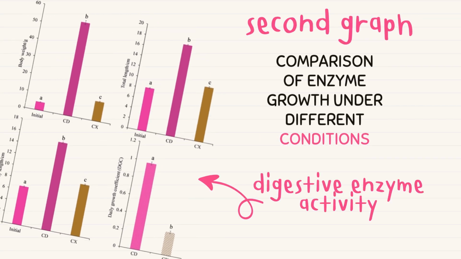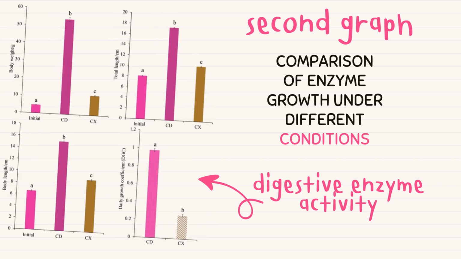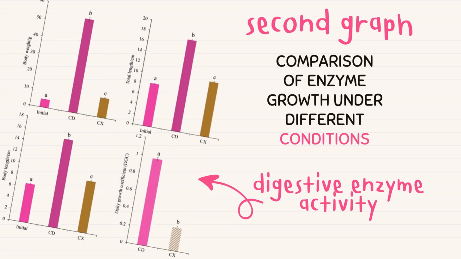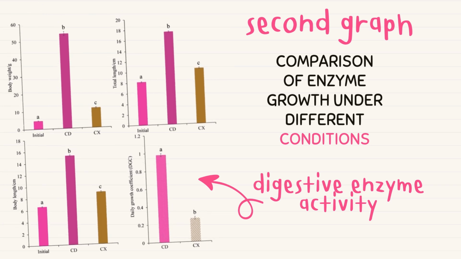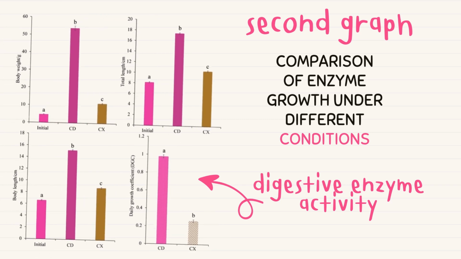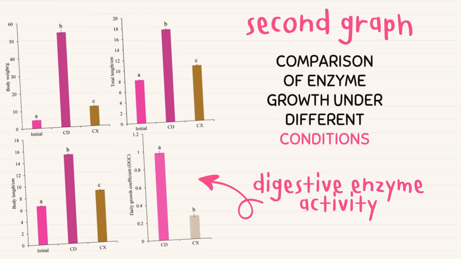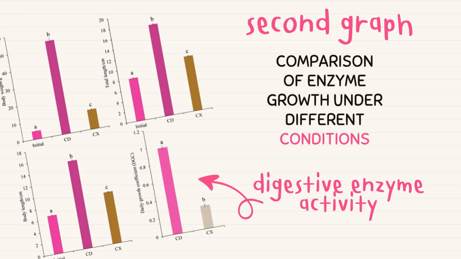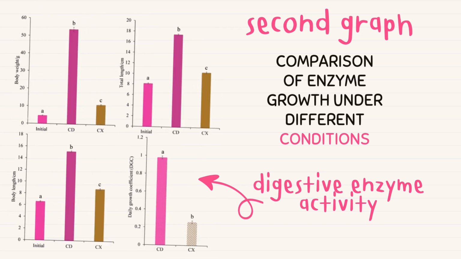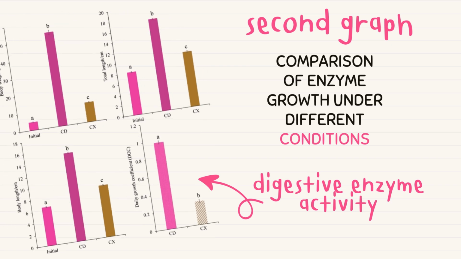The second graph shows a comparison of enzyme growth under different conditions. We can see that enzyme growth varies significantly under different conditions, suggesting that environmental conditions can affect enzyme activity. In this video, we'll focus on understanding the first graph in detail.